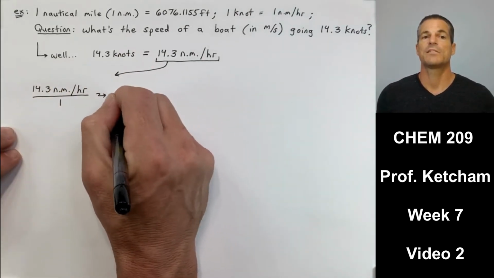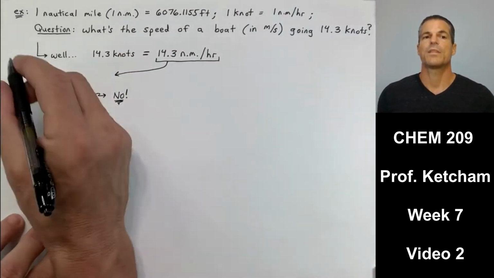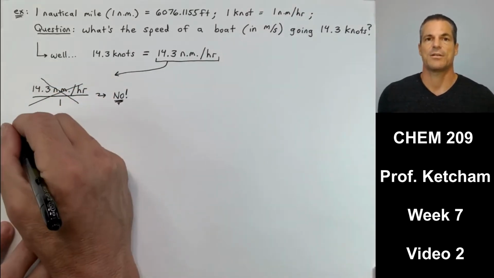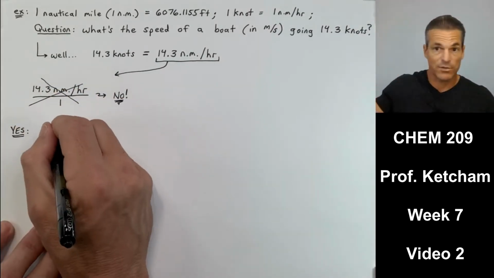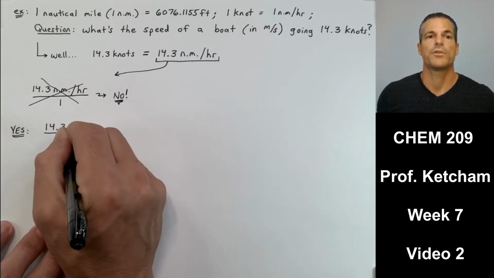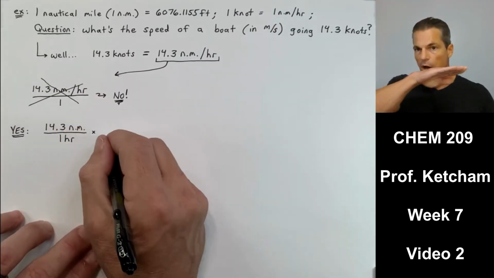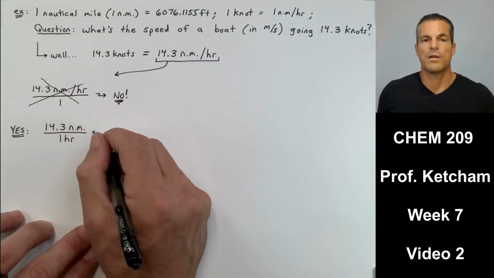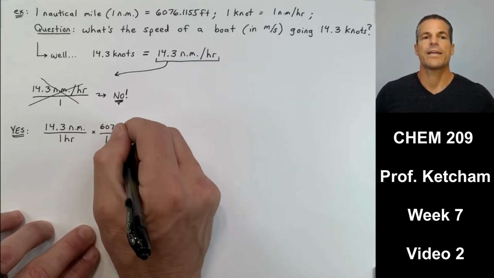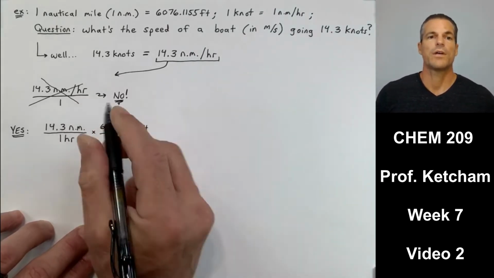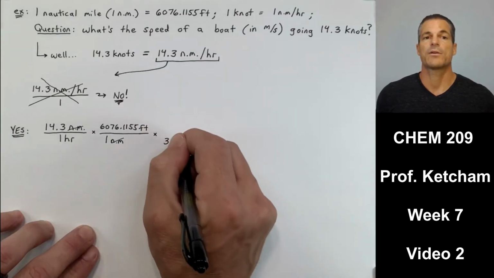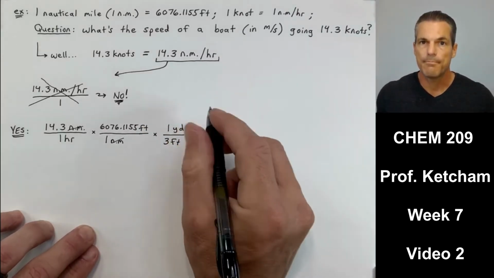So I make that my start with what I'm given, but you never want to write a slash in these things because the slash is the horizontal line. So 14.3 nautical miles all over 1 hour on the bottom. Now I can get rid of hours first or nautical miles first. I'm going to get rid of nautical miles and get that into meters.